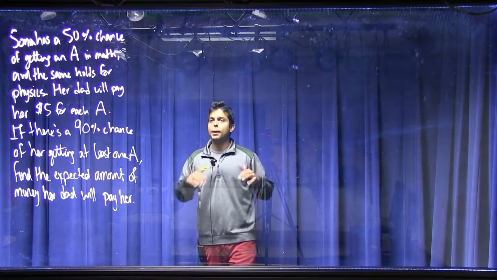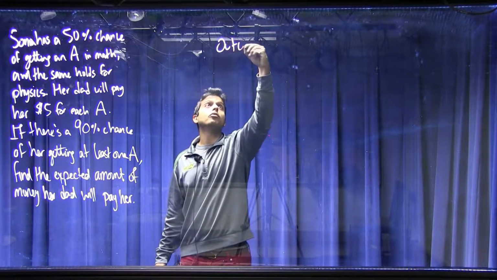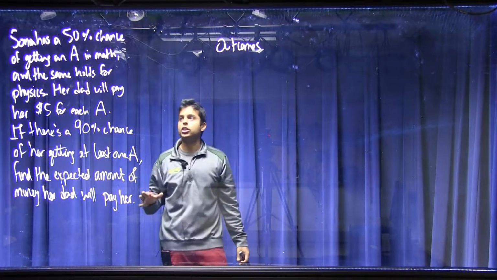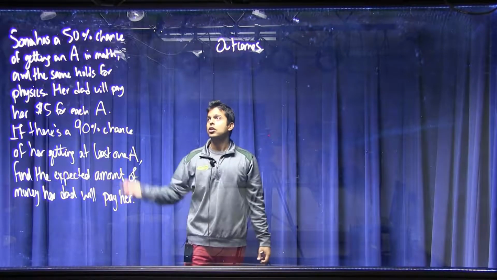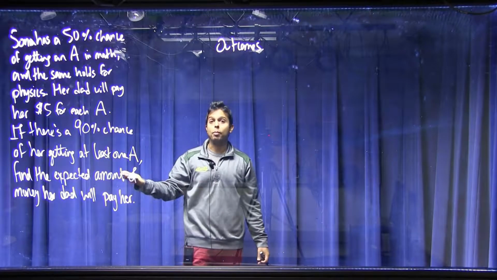Another expected value problem, let's go. So, we're first going to write out the possible outcomes. Alright, so in this scenario, we're talking about Sonia and the grades that she could get in her math and her physics classes. So either she'll get an A and her dad will pay her $5 in each of those classes, or she won't and her dad won't pay her.